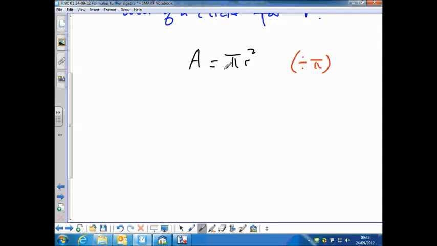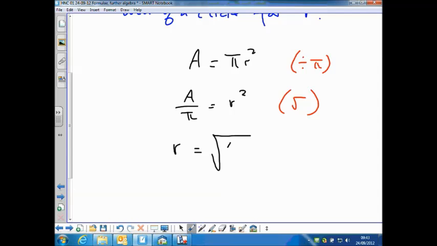If I divide both sides by pi, I get A over pi equals r squared. And then square root. How do I get rid of the square? Square root. So r, putting the subject of the formula, which is traditional, on the left-hand side, is the square root of A over pi.